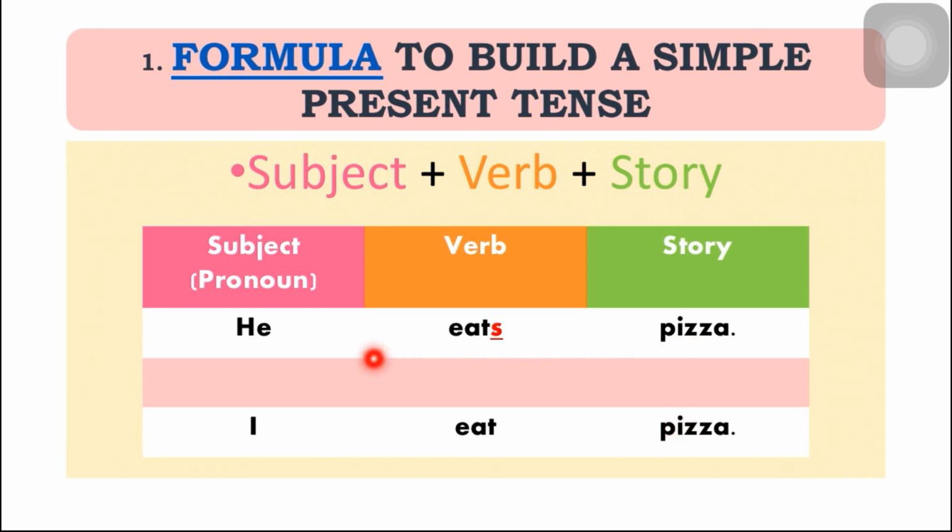So we know what is he eating? He's eating a pizza. So he and I, referring to subject pronoun, is also known as the person who is doing the action.